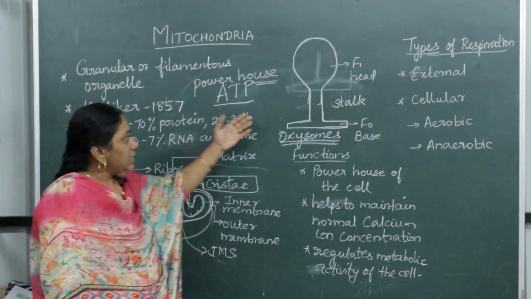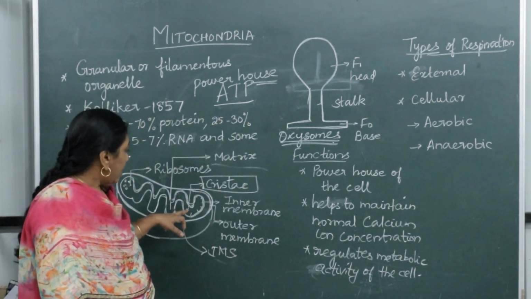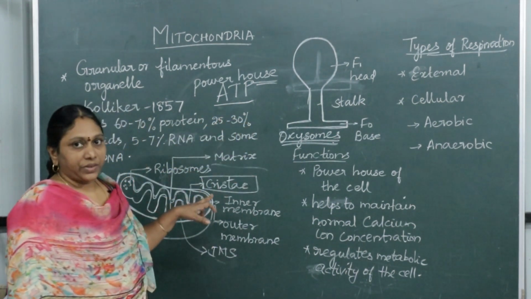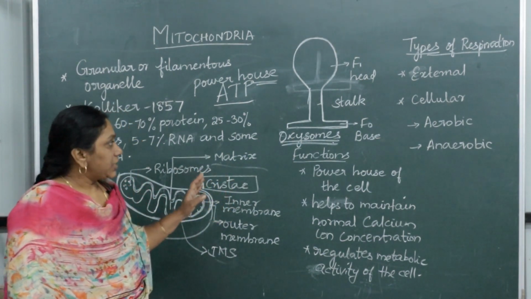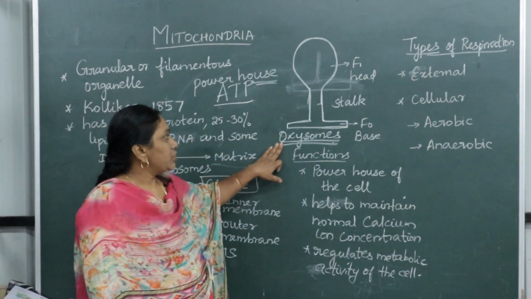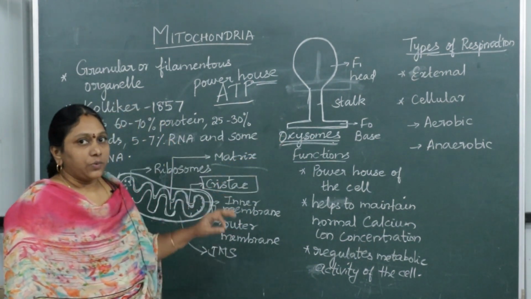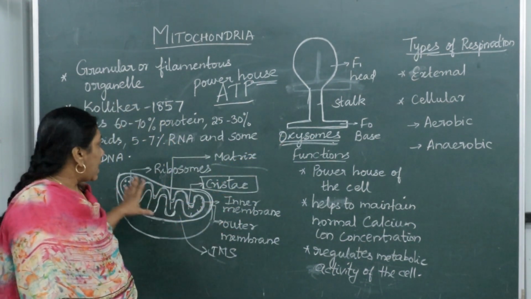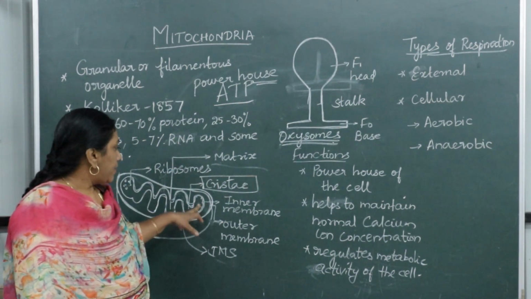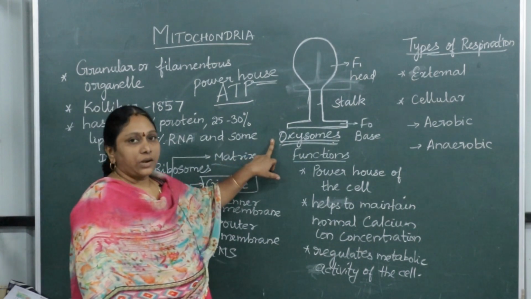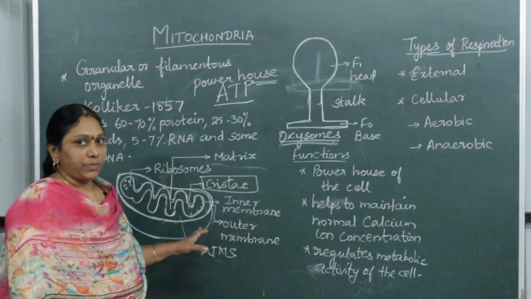Okay, where are these oxysomes found? They are found in the inner membrane, regularly spaced minute tennis racket shaped particles called oxysomes or F1 particles, which are involved in ATP synthesis. So regarding the structure of mitochondria, you have to remember outer membrane, inner membrane, what is cristae, what are oxysomes. So these things you have to remember.